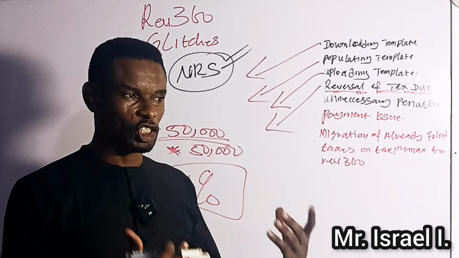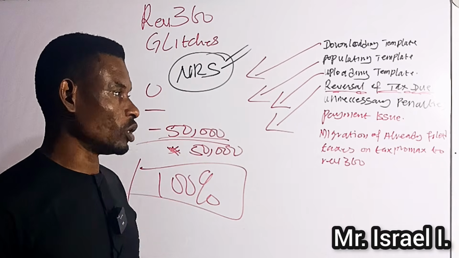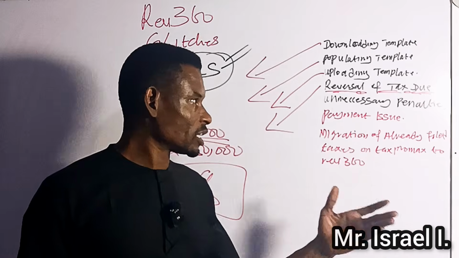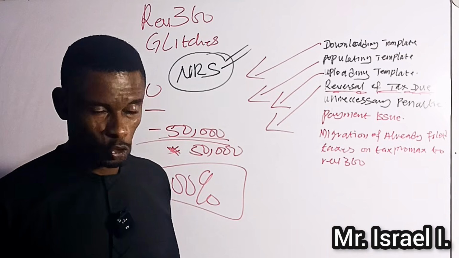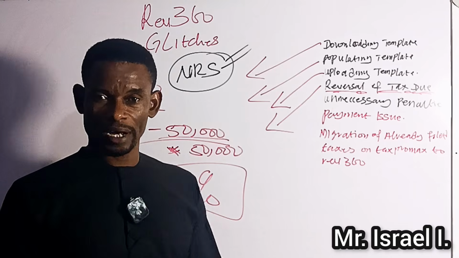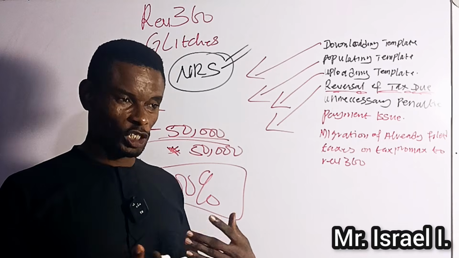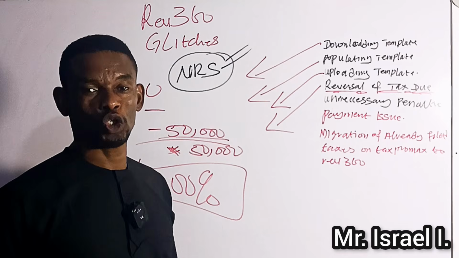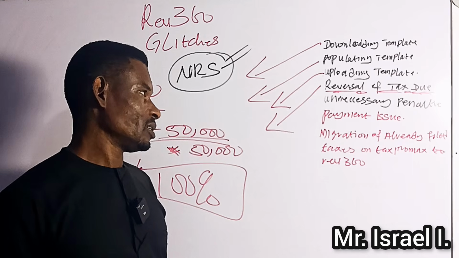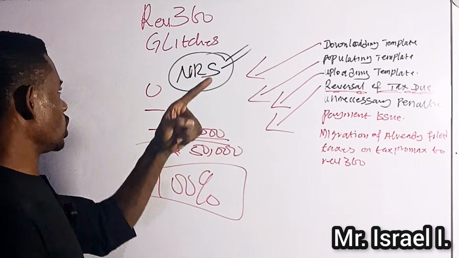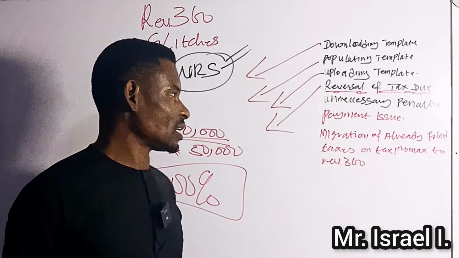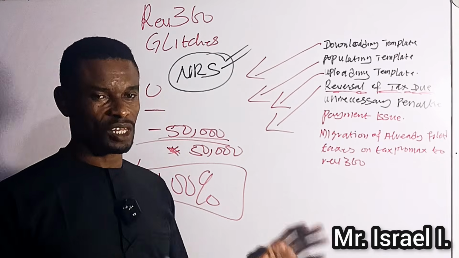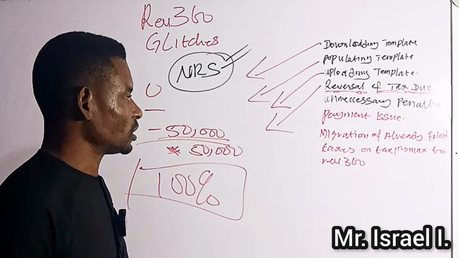I think it's an issue that the NRS is aware of, but they just have to come into this and make it work well, because the reversal keeps coming. You will file, then you go back again to your dashboard, and you see the same thing you filed pop out again for you to file again. I think it's one of the glitches we are facing as taxpayers that the NRS has to look into, reversal of tax due, and I believe they will do something about that.